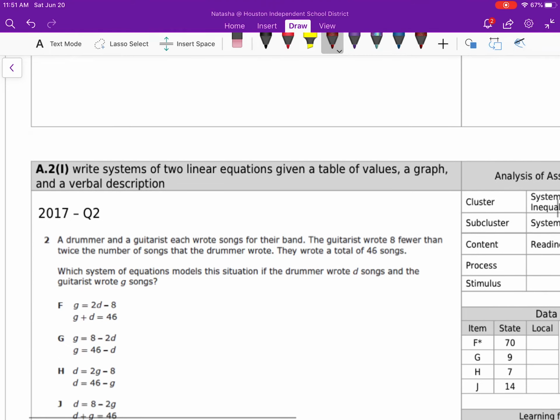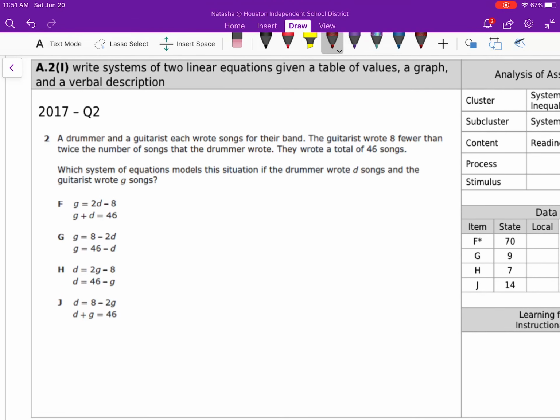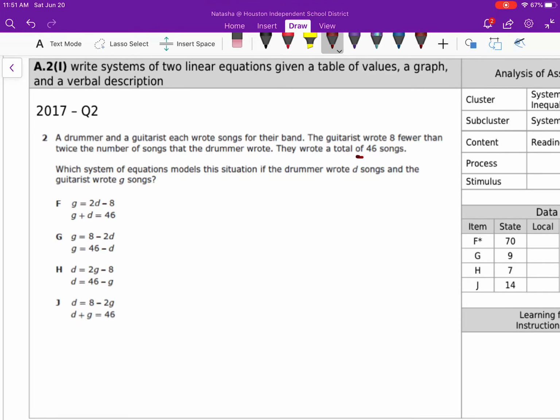All right, and that's how you set up a system of equations just like that. Next question is done the same way. So a drummer and a guitarist each wrote songs for their band. The guitarist wrote 8 fewer songs than twice the number of songs that the drummer wrote. Okay. And they wrote a total of 46 songs. So we can write the guitarist plus the drummer, so G plus D, and together they wrote 46 songs. Okay.